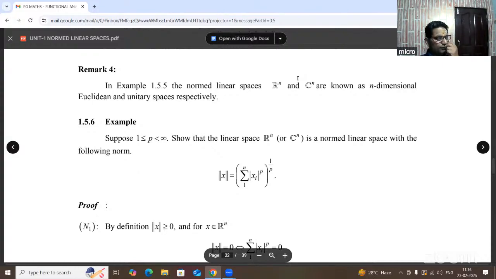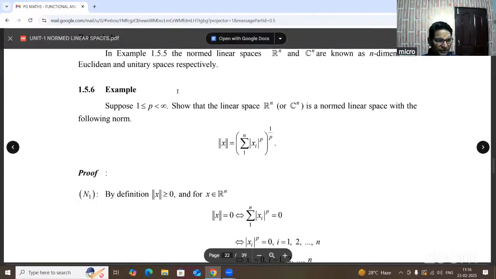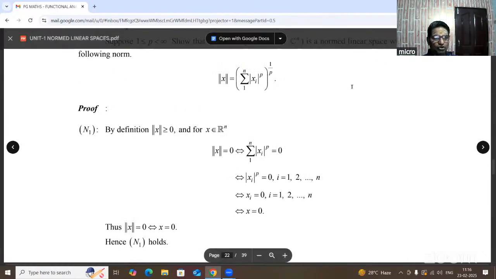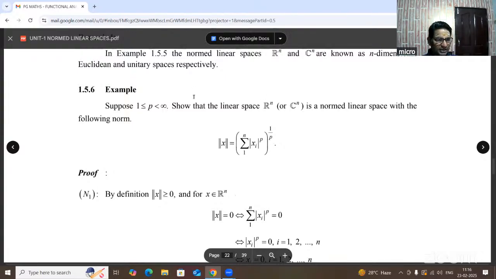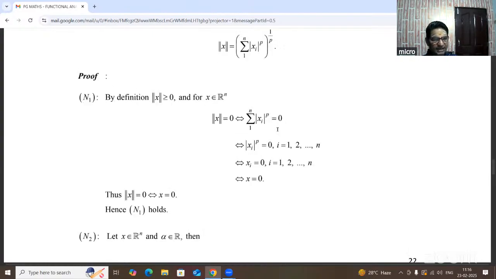So we have to apply Example 1.5.5. Now, in the same manner, Example 1.5.6 is also on the normed linear space definition. For p lying between 1 less than or equal to p less than infinity, the n-dimensional Euclidean space and unitary space are also normed linear spaces with the following norm. Particularly in the above example, p equal to 2. But here norm x equal to the summation of mod xi whole power p, to the whole power 1 by p.